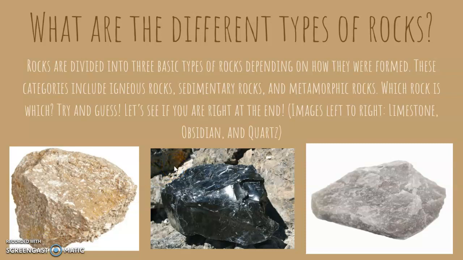What are the different types of rocks? Rocks are divided into three basic types of rocks, depending on how they were formed. These categories include igneous rocks, sedimentary rocks, and metamorphic rocks. Which rock is which? Try and guess. Let's see if you're right at the end. This rock right here is a limestone, this is obsidian, and this is quartz. What do you think?